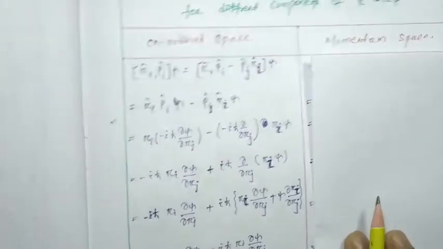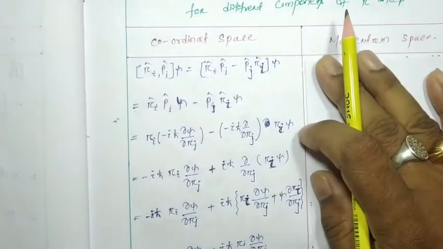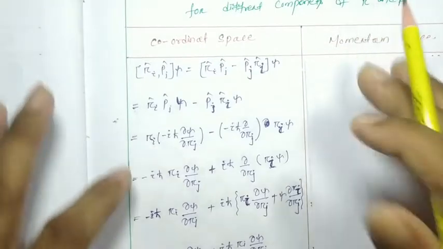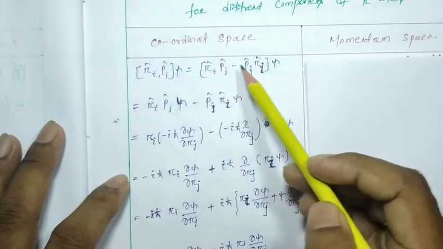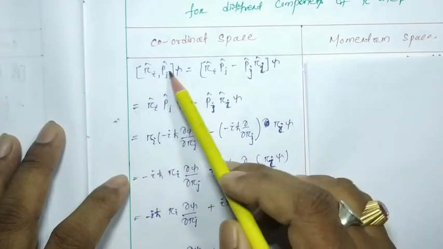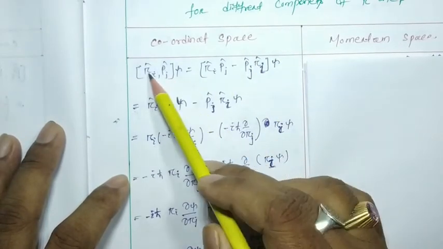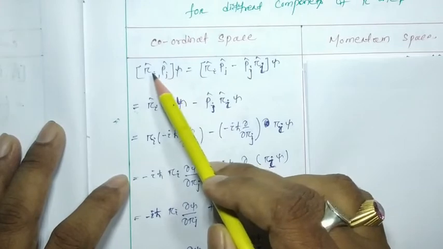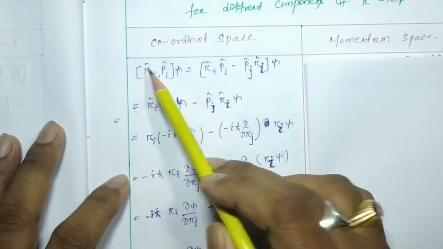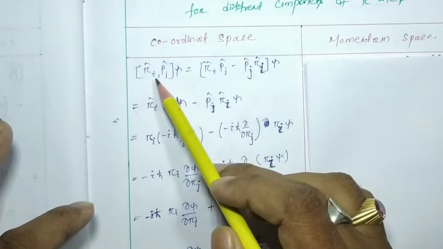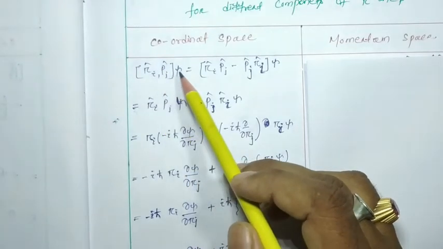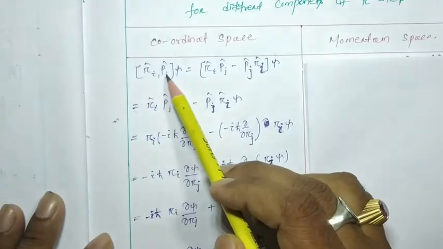So here you have to watch carefully. Here Ri cap pj cap psi will be Ri cap pj cap minus pj cap Ri cap. Here I have considered two different components. This belongs to position, this belongs to momentum, and we are trying to find out the commutation between the two operators.